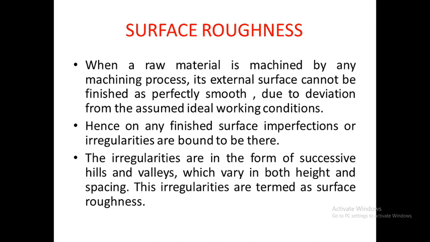There will always be some kind of vibration present in any machine. So, due to the vibration of the machine, the cutting tool which is cutting the workpiece will also keep on vibrating, and due to this, some roughness is produced on the surface of the workpiece being machined. Hence, we can say that on any finished surface, imperfections or irregularities are bound to be there. These irregularities are in the form of successive hills and valleys, which vary in both height and spacing. That is, the hills as well as the valleys are not of a particular height or particular spacing. They have different heights, and the spacing between the hills and valleys is different. These irregularities are termed surface roughness. So basically, roughness is nothing but the projections on the surface of a machine part in the form of hills and valleys. Now let us understand this with the help of a diagram.